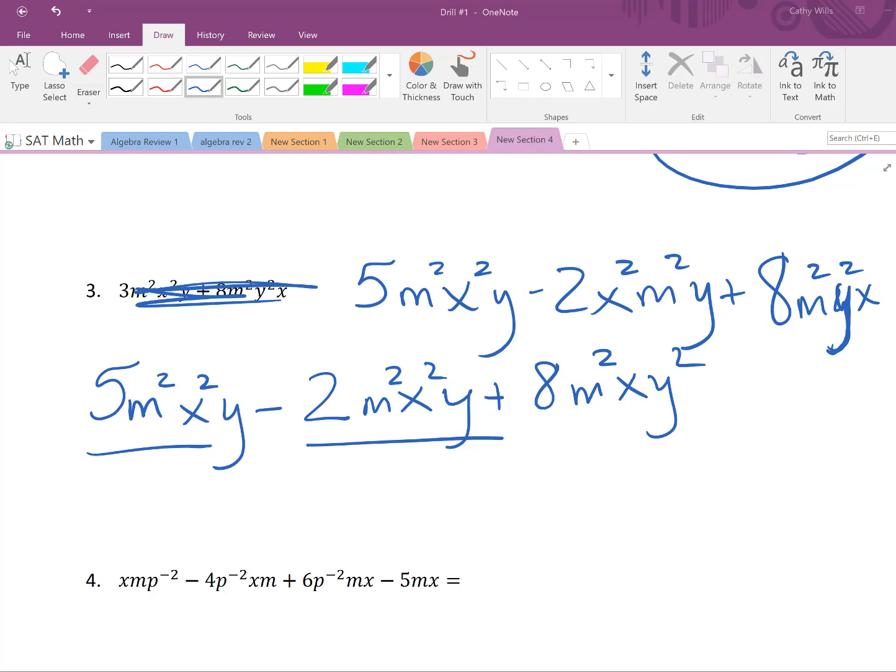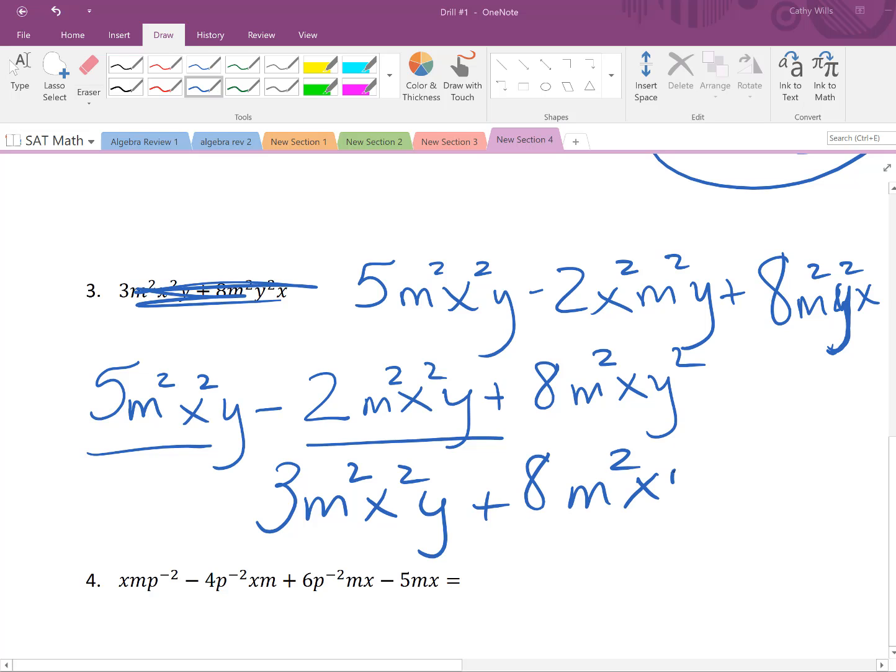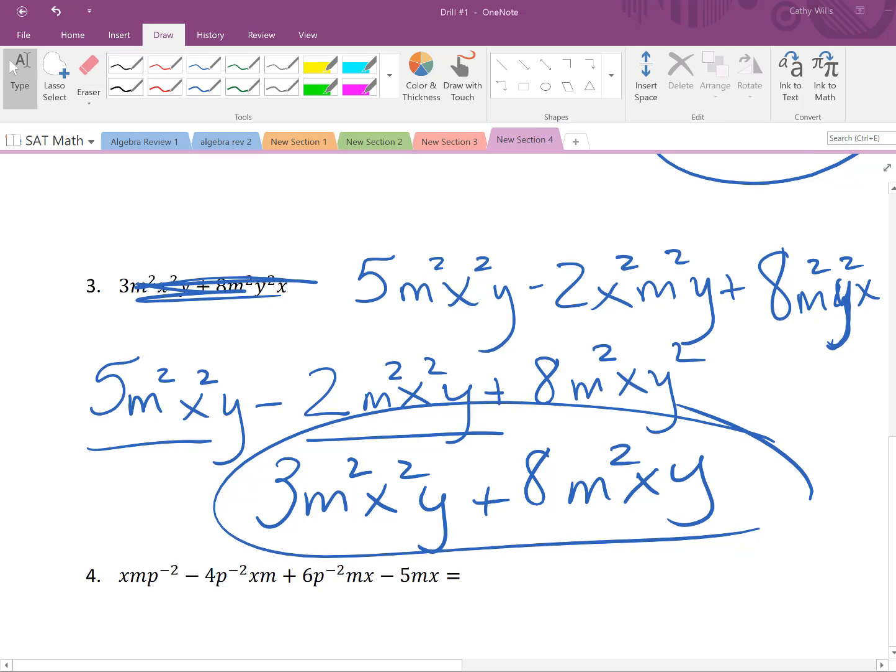So these first 2 terms are like terms. They're both m squared x squared y. So 5 minus 2 is 3, giving 3m squared x squared y. And then the last term is just by itself. It doesn't have any like terms to go with it.